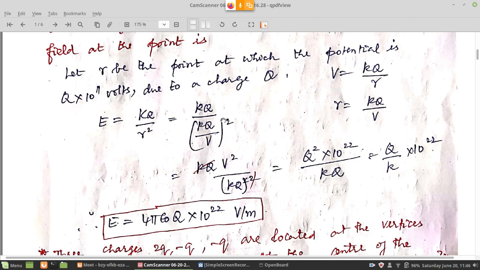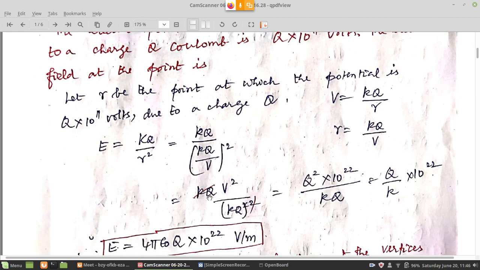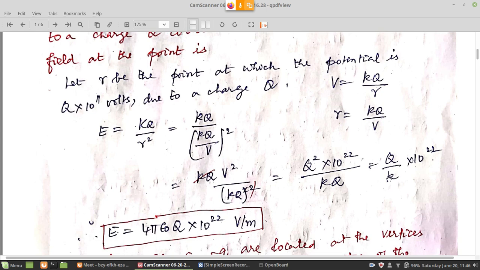If you open up the square, KQ will cancel. So it is going to be V square by KQ. V is given in the question as q into 10 power 11 volts. So V square is q square into 10 power 22 by KQ. Again q squared and q will cancel. So you will get q by K into 10 power 22. You can write it as 4 pi epsilon naught q into 10 power 22. Units is volts per meter.